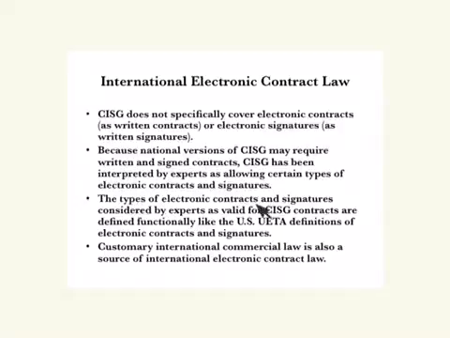And these types of electronic contracts and signatures are defined functionally like the United States Uniform Electronic Transactions Act definitions of electronic contracts and signatures that I talked about in Lesson 2. If they serve the same purpose as printed contracts and signatures, then they're likely to be satisfactory even though they're electronic. Finally, customary international commercial law is also a source of international electronic contract law, and that's talked about extensively in my book.